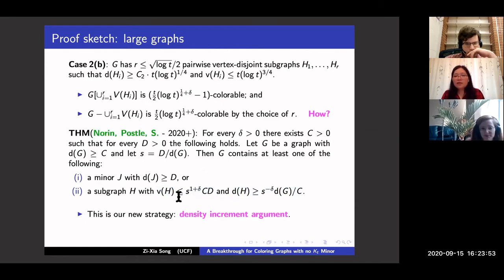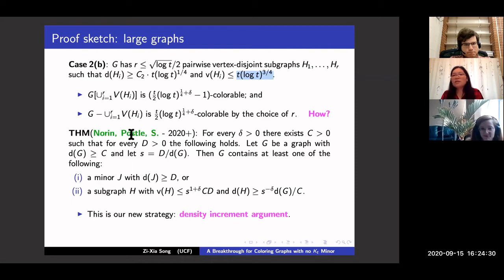So we're going to apply this theorem to the critical subgraph I found here, so that when I make the right choice of D, such a graph doesn't have a K_t minor. Which means it must give me a subgraph that satisfies this condition. So this subgraph now, if you choose delta carefully, this H here would satisfy this density condition, this order condition here.